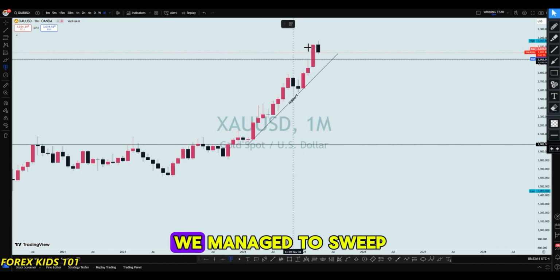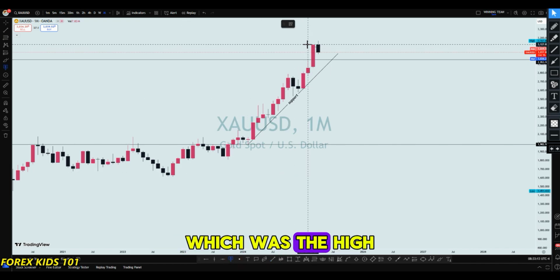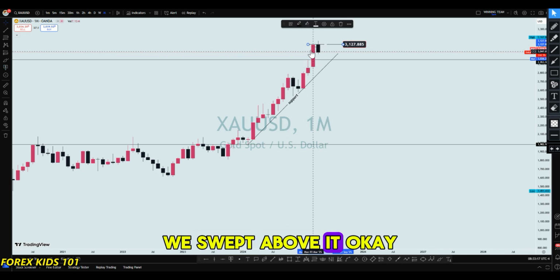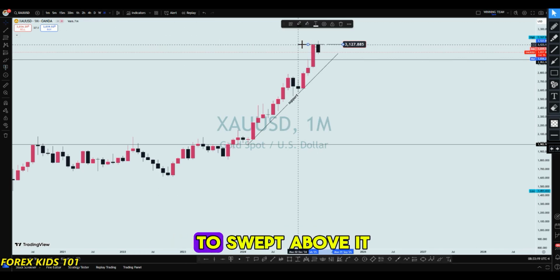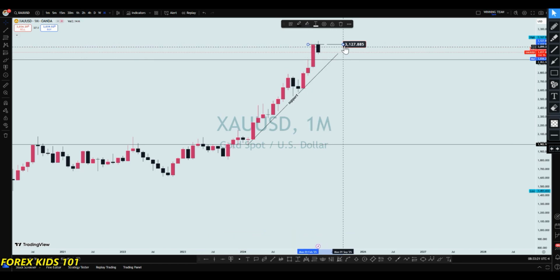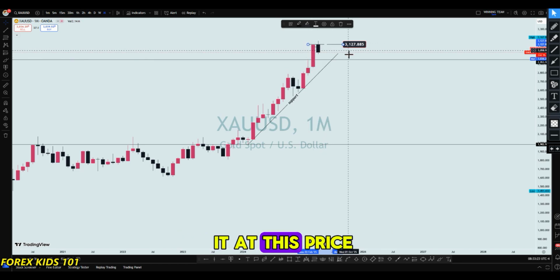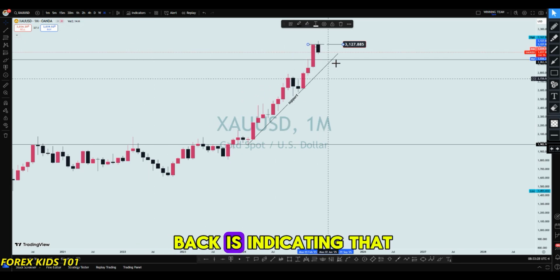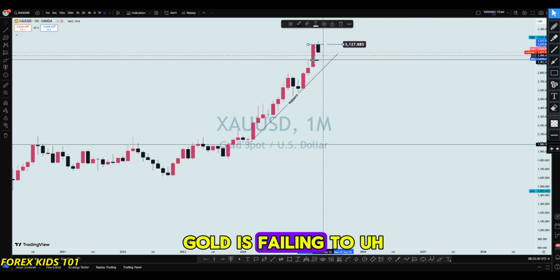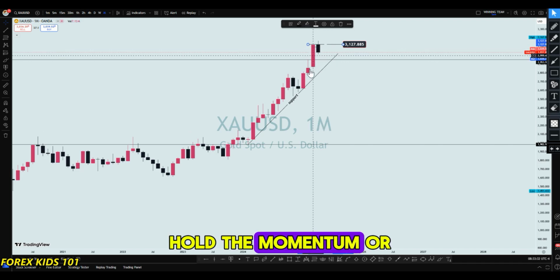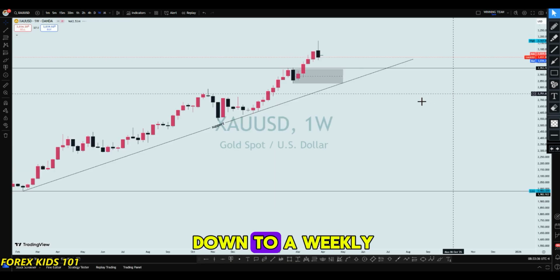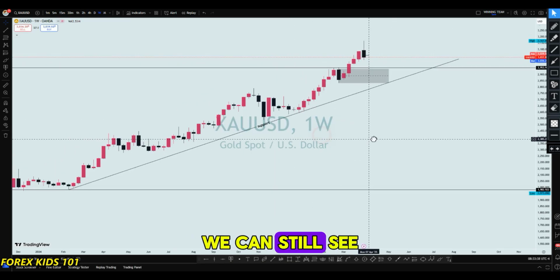Okay, we managed to sweep the liquidity, which was the high that we had on the previous month. We swept above it. So if we manage to sweep above it, at this price of 3,127, and then a fallback is indicating that gold is failing to hold the momentum or to push even higher for now.